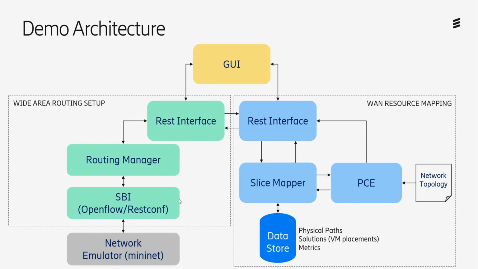Inside the one-resource mapping, the core part is constituted by the path computation engine, which performs the required elaboration starting from the network topology, and whose outcomes are applied to the network by the wide area routing setup on the left side, that acts directly on the OpenFlow switches used in the demo. During the following demo, the switches are emulated with Mininet. At this point, we can start running the demo.